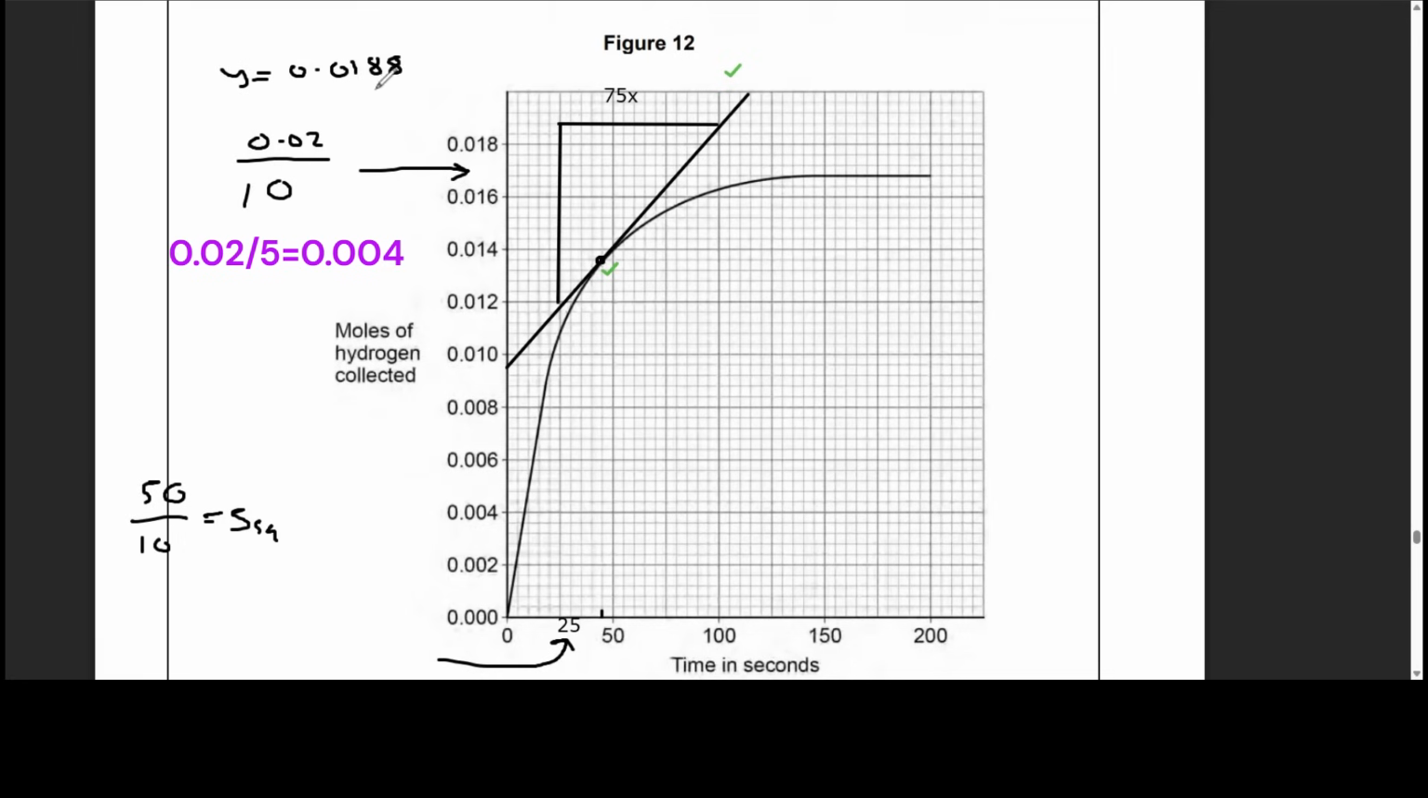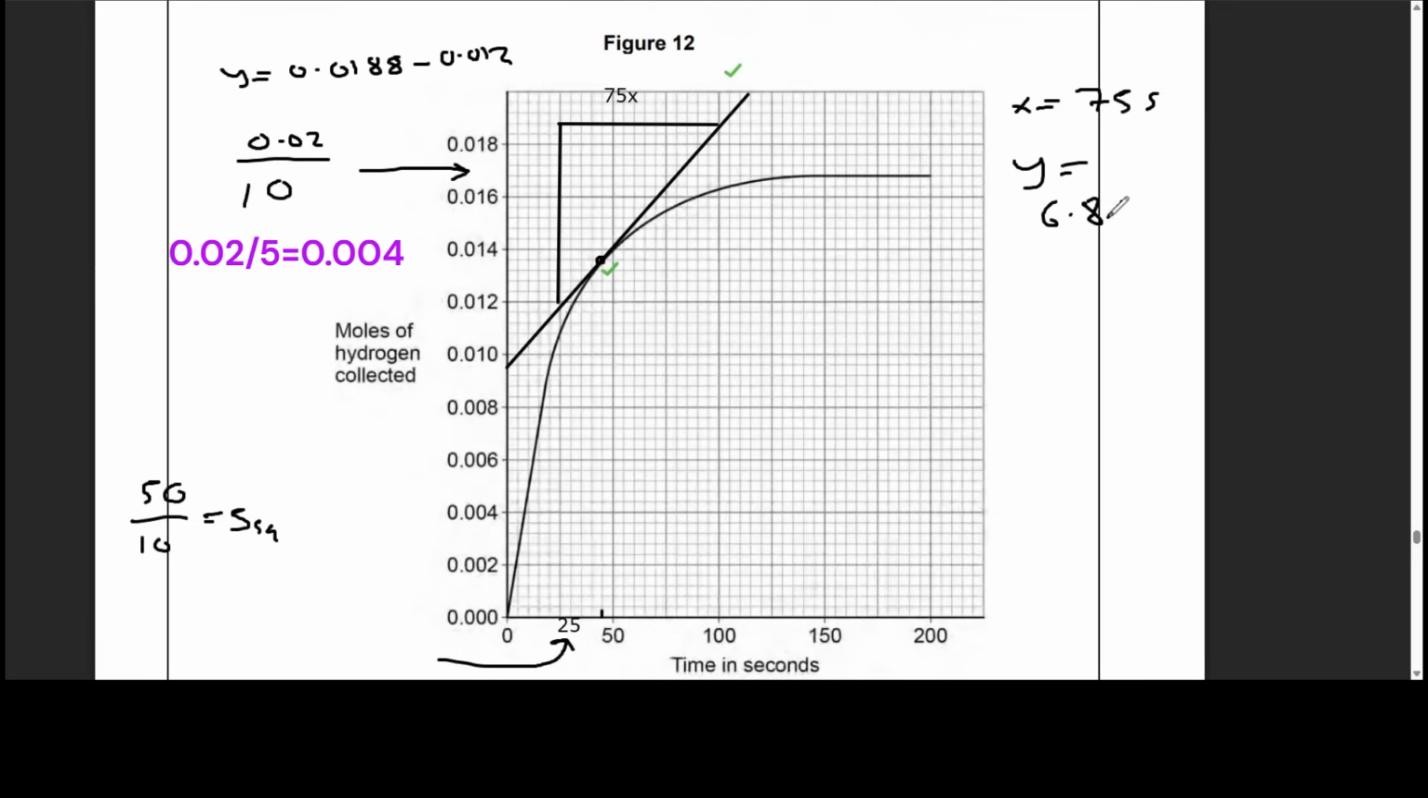Okay, right. So 0.0188, and then I'm going to subtract 0.012. That's the hardest bit there. So let's do that. 0.0188, take away 0.012, and that's why it's right at the end of the paper. Final question is what does that equal? 6.8 times 10 to the minus 3. Right. So my X equals 75 seconds. My Y equals 6.8.